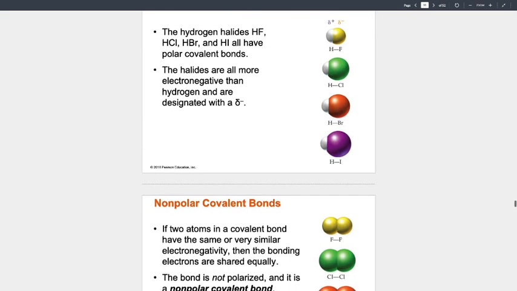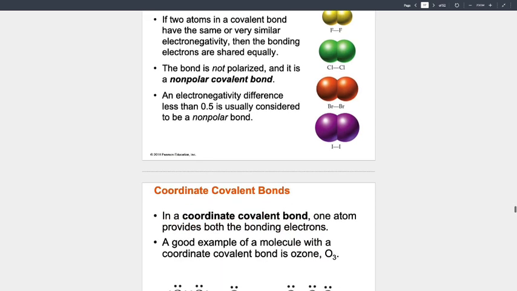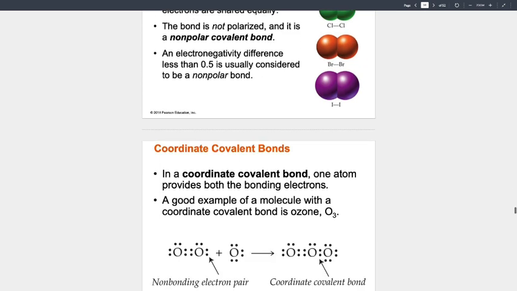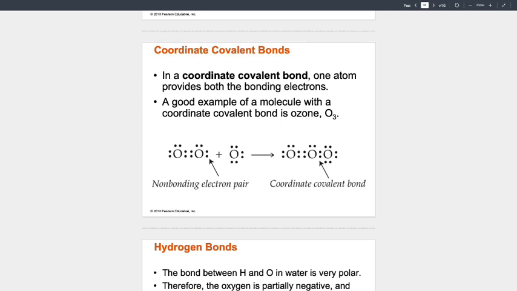You can do more delta notations, nonpolar covalent bonds. We won't see any delta notations because they're equally sharing electrons. So there is no charge imbalance. I'm just going to say you should look at it.